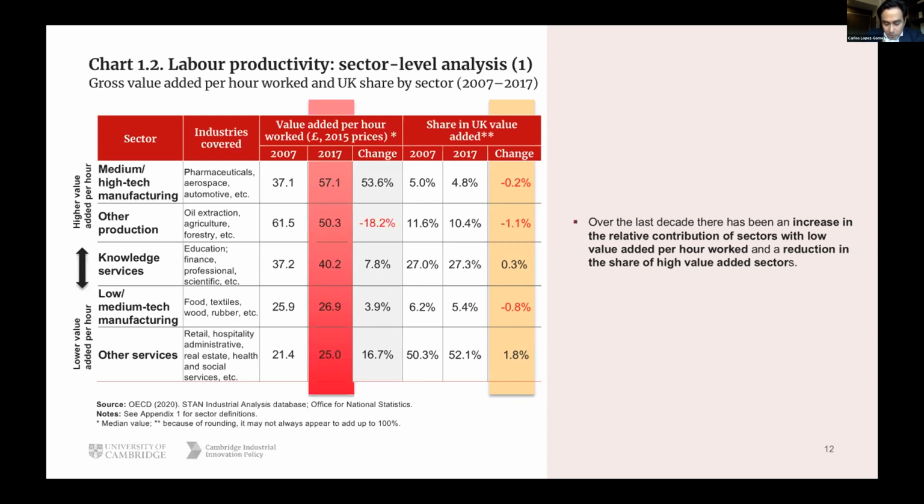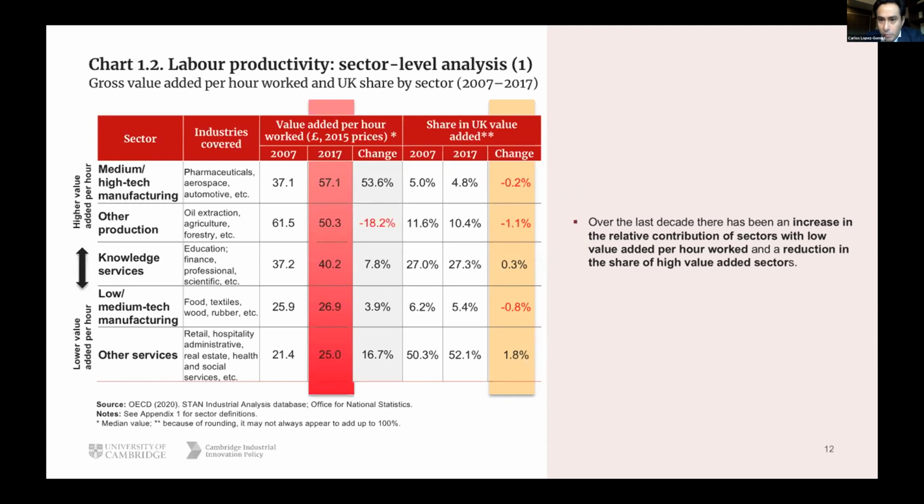Meanwhile, medium to high-tech manufacturing, as well as other production, which includes oil and gas, have seen their share in the economy reduce. So we are seeing again this issue of low value-adding activities increasing their share in the UK economy, and high value-adding activities decreasing their share in the economy.